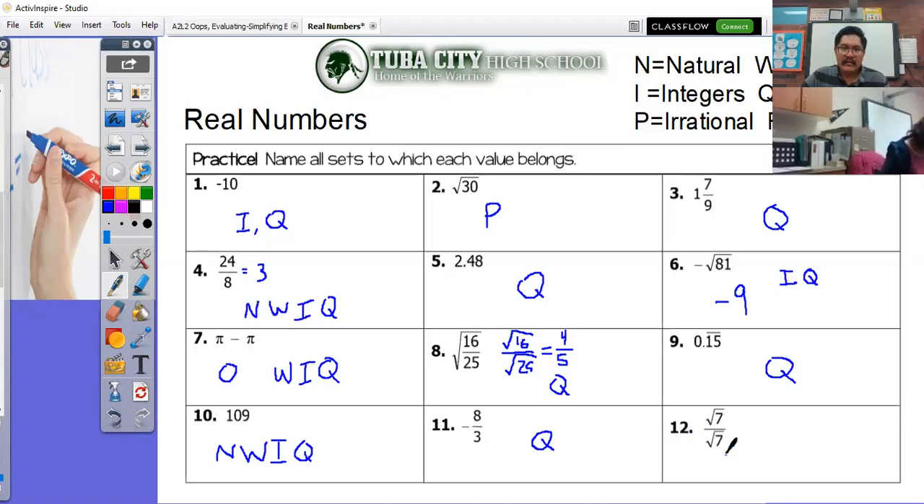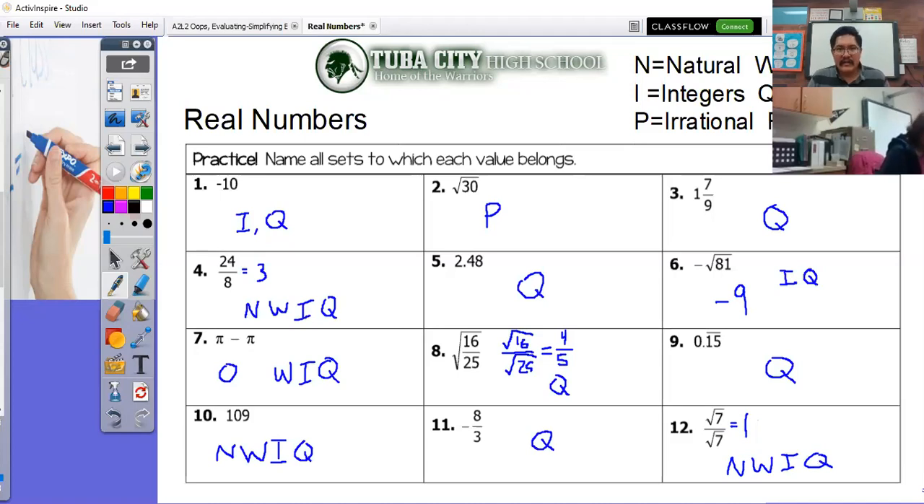Now this next one, number 12, is also a number that we're going to cover very soon. The property of this number is that any number divided by that same number is going to be equal to 1. So even though 7 is an irrational number, if I evaluate this using the property that any number divided by itself equals 1, in this case the actual number is 1, which is natural, it is whole, it is an integer, and it is rational. So it is all of those numbers.